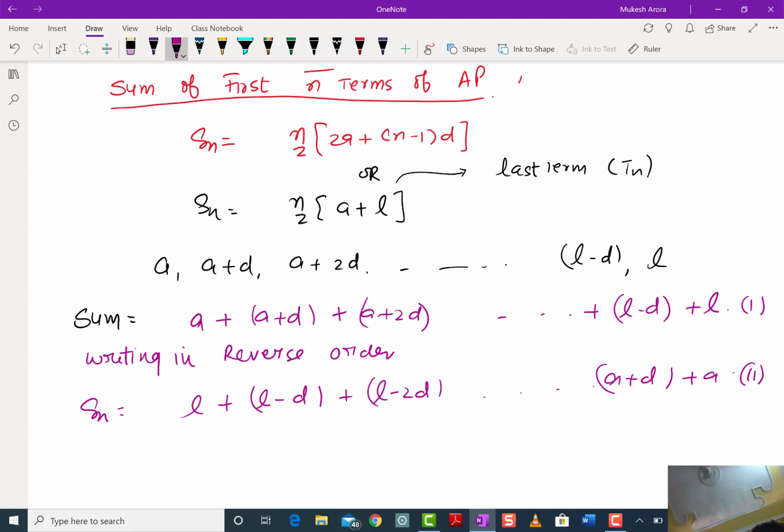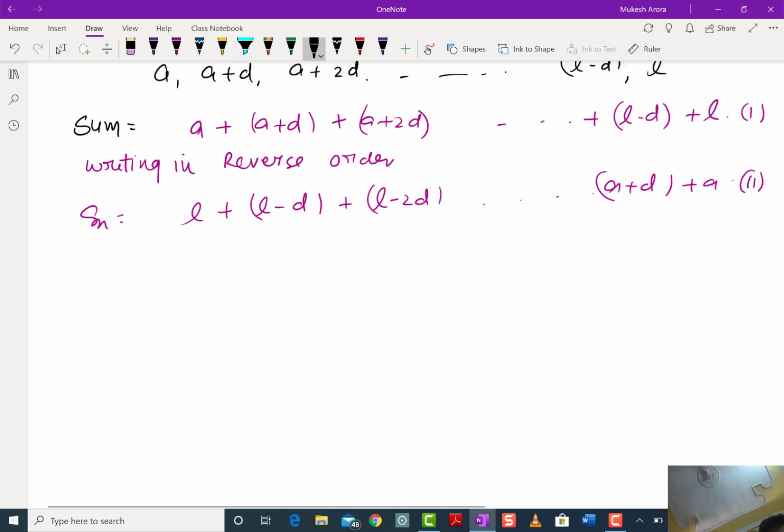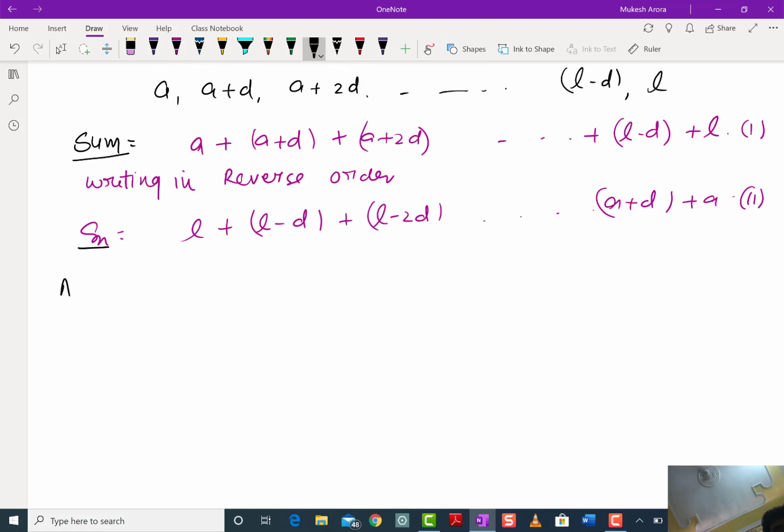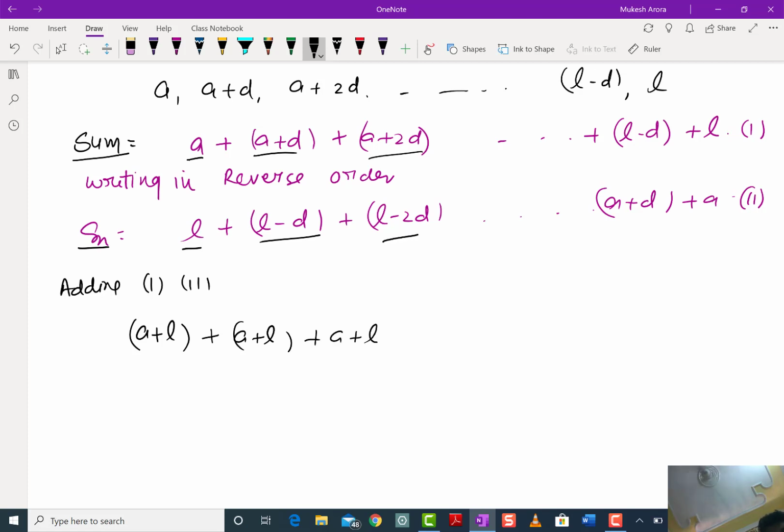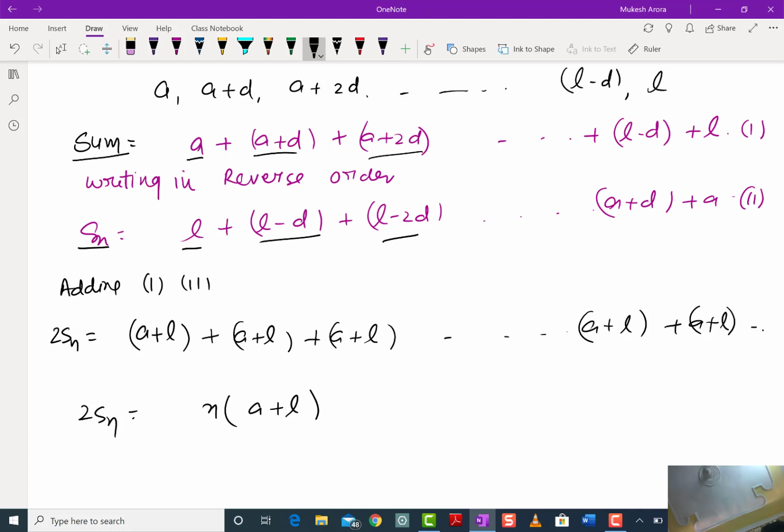So adding the first and second, this will be a plus l, this will be a plus l, this will be a plus l, and so on, a plus l plus a plus l. So that means 2Sn, that is Sn plus Sn, is equal to n into a plus l, because it will be n times.